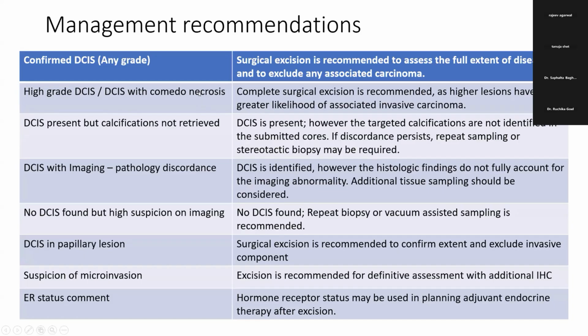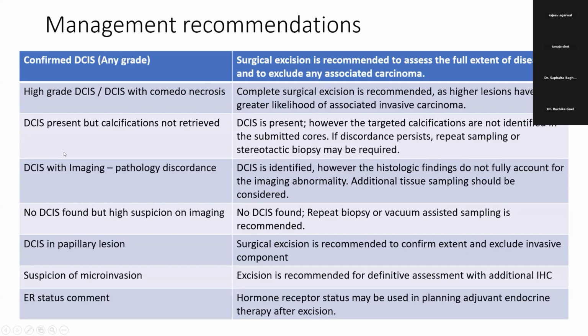I believe when a pathologist is reporting on DCIS, they can put a comment depending on the findings they have seen. For example, if it's a confirmed DCIS of any grade, we can recommend surgical excision to assess the full extent of disease and to exclude any associated carcinoma. If it is a high-grade DCIS with comedonecrosis, again the same comment.